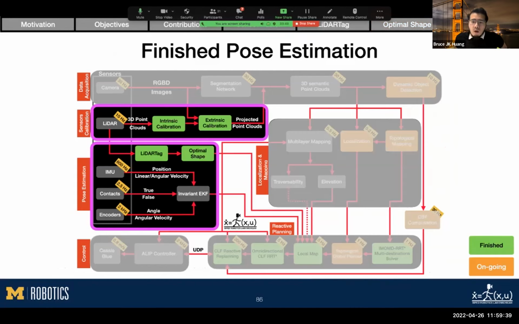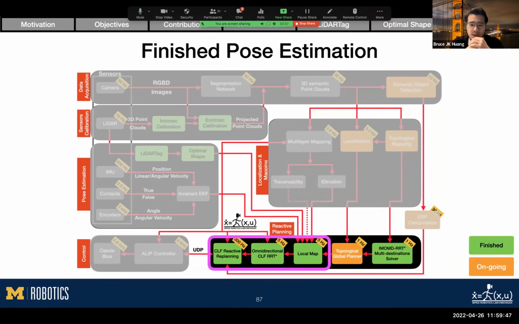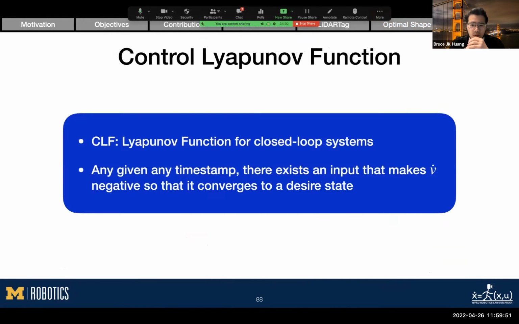So now we have finished sensor calibration, sensor fusion and pose estimation through Lidar-based vision markers. The next topic is CLF reactive motion planning. Again, CLF stands for control Lyapunov functions, which are Lyapunov functions for closed loop systems. So at any given time step, there exists an input that makes V dot negative, so it converges to a desired state.